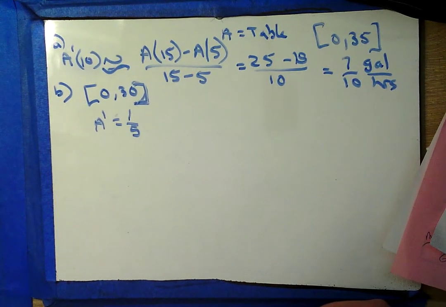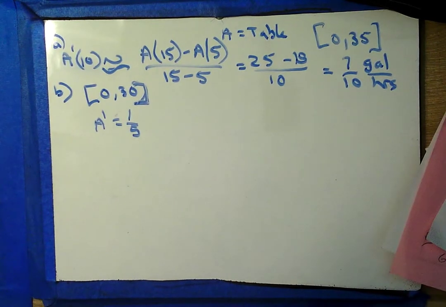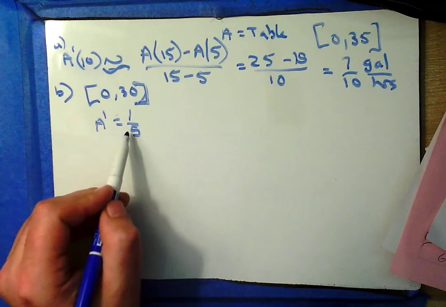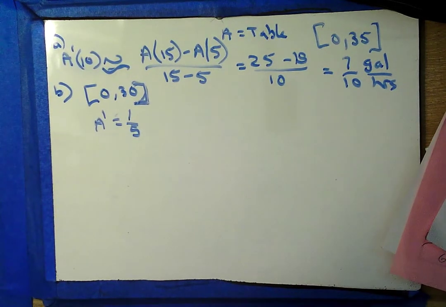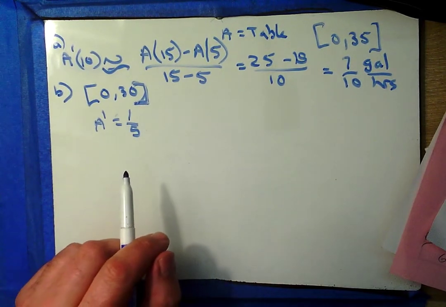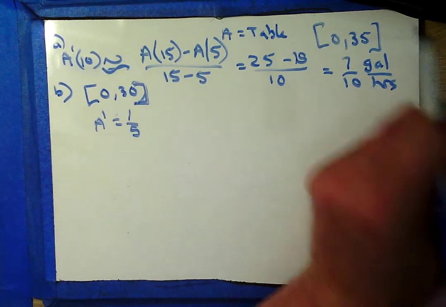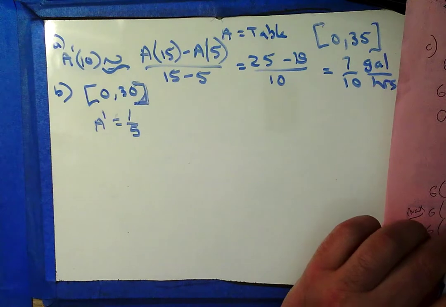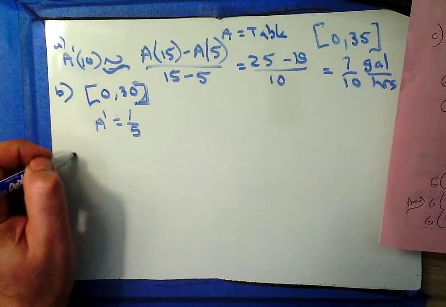Okay, so A prime is the slope of A, and I'm looking for a specific time on 0 to 30 when the slope... oh, is there a time? You know, it's really good to read the question. Is there a time when the rate of change is 1 gallon every 5 hours? Well, I think that this might be an IVT problem.